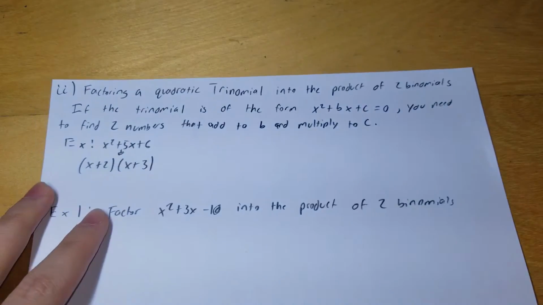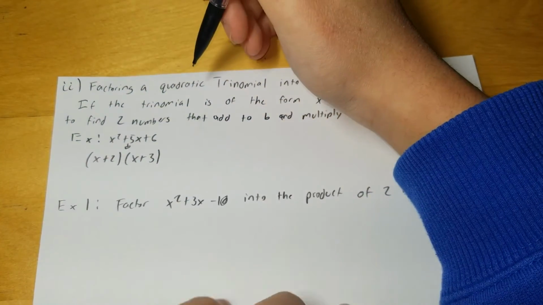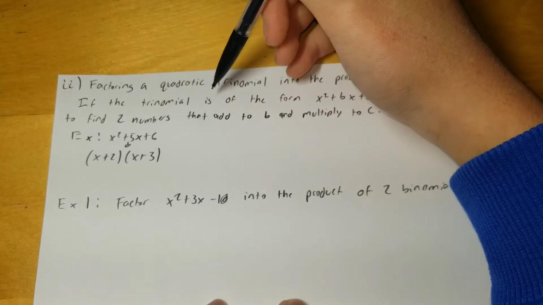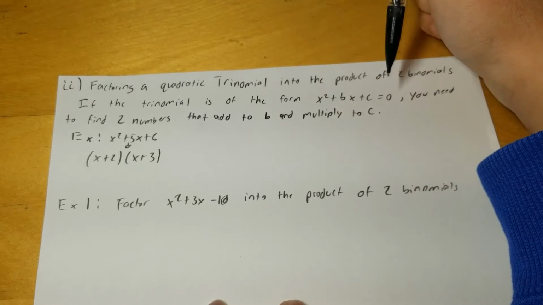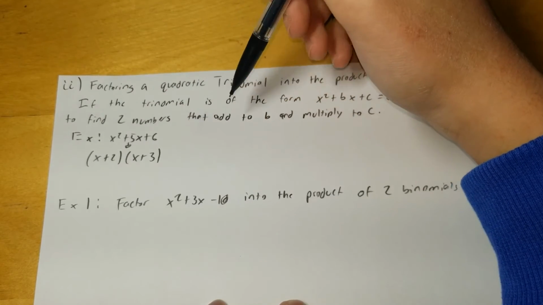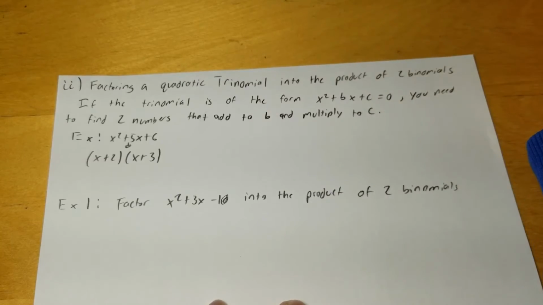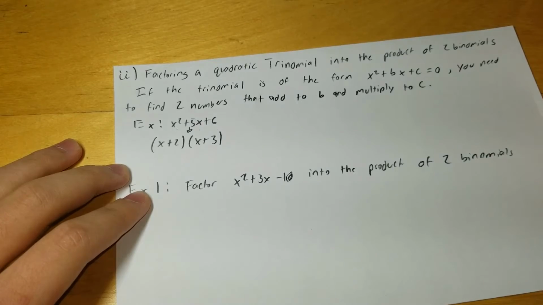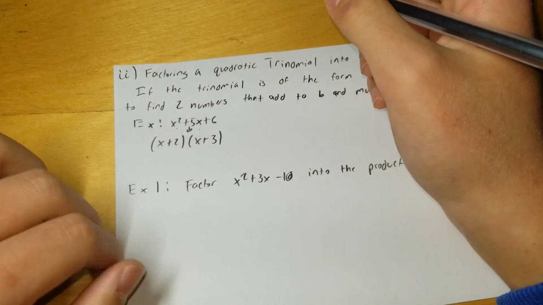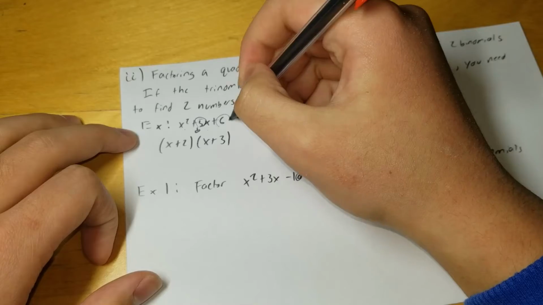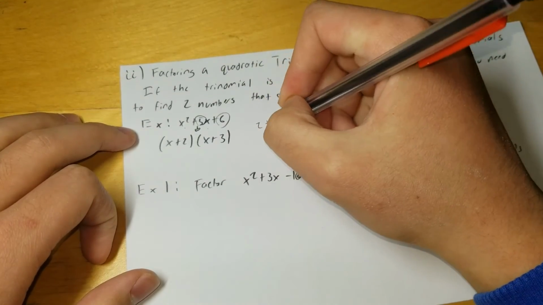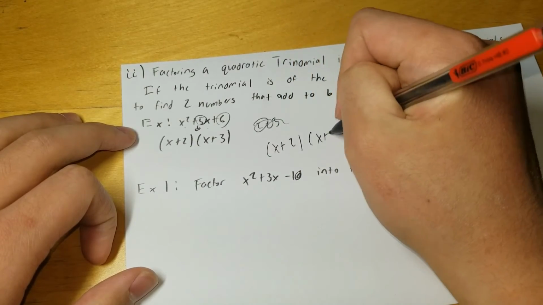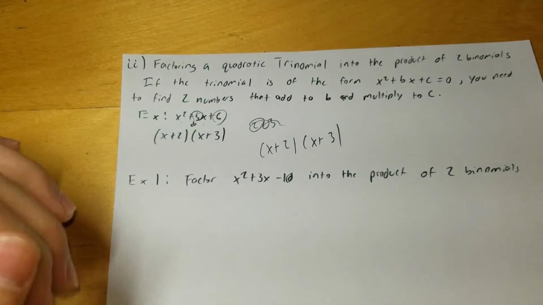So we're going to be learning another subtopic, factoring a quadratic trinomial into the product of two binomials. If the trinomial is of the form x squared plus bx plus c equals 0, you need to find two numbers that add to b and multiply to c. So let's take, for example, x squared plus 5x plus 6. What two numbers would add up to 5 and multiply to 6? That would be 2 and 3. So what you have to write out is x plus 2 and then x plus 3. Simple.